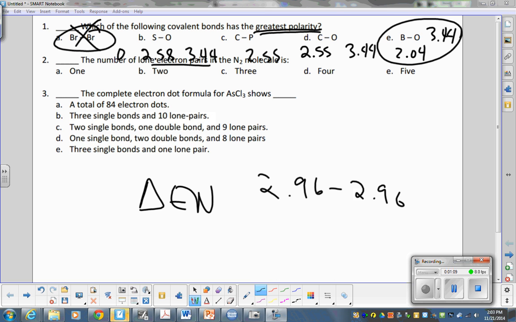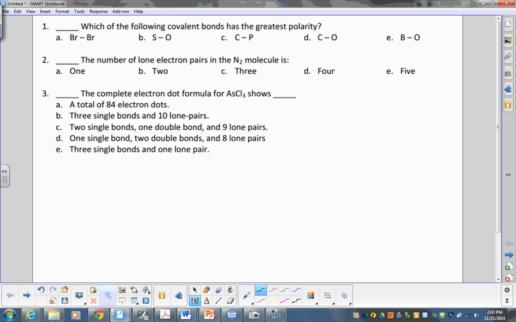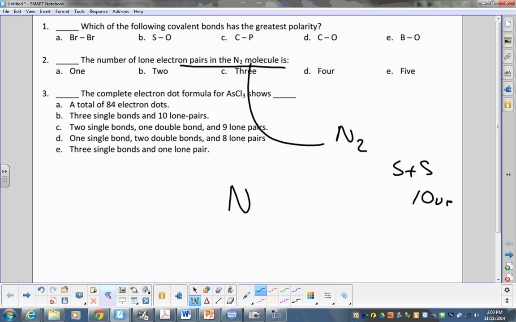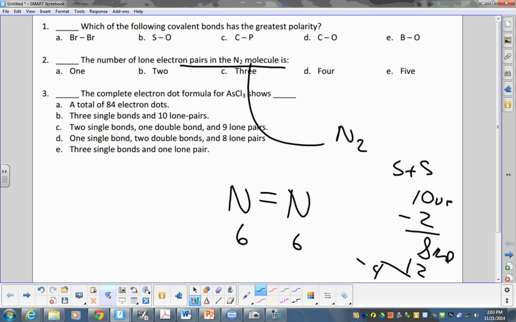Next one, the second problem, is the number of lone pairs in an N2 molecule. When you're talking about lone pairs in an N2 molecule, you first have to draw it. N2 is going to be 5 plus 5, which is 10 electrons. So I'm going to go N, line, N. I just used 2. I have 8 left over. I need 6 here and 6 here, which is going to be 12. So that's going to be minus 4, which in this case would be a triple bond. I would add a pair there and a pair there.